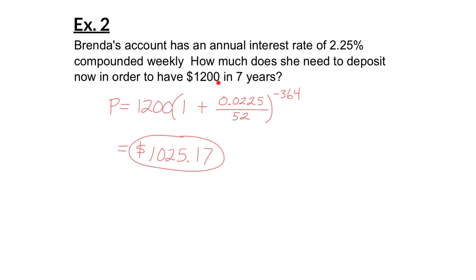The future value is 1,200, that's A. The annual interest rate is 2.25%, which is 0.0225. It's compounded weekly, so divide that interest rate by 52. And we want this amount of money in 7 years. So if it's compounded 52 times a year for 7 years, 52 times 7 is 364. When you type this in your calculator, remember the negative exponent, you end up with $1,025.17 as the principal. That's how much should be invested today in order to have $1,200 in 7 years.